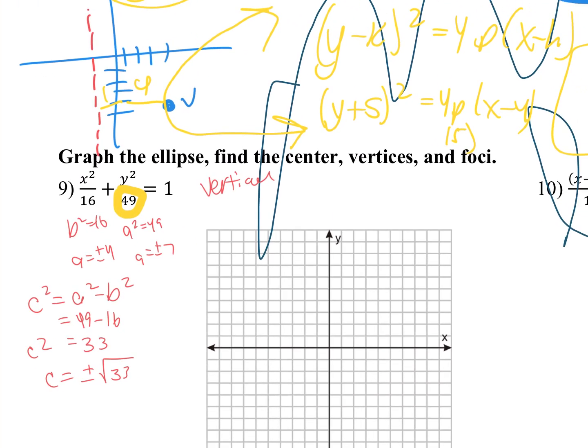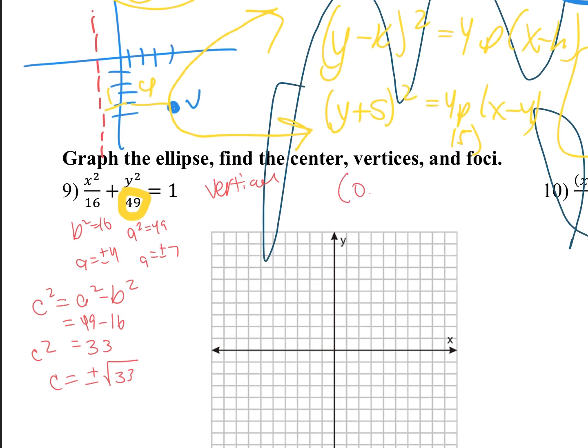So when it asks us to find the center, I know my center is at (0, 0), because we're not adding or subtracting anything here. So I know my center is here.